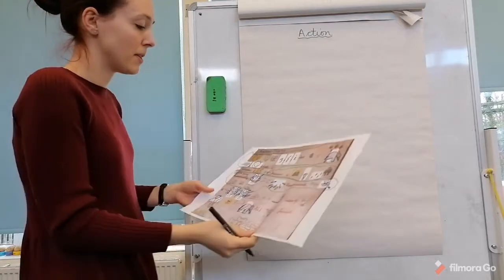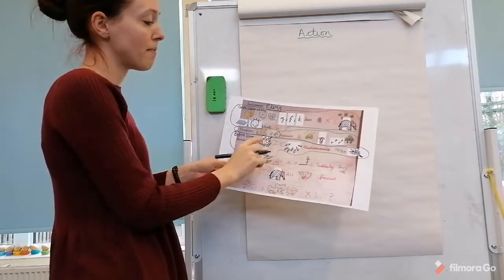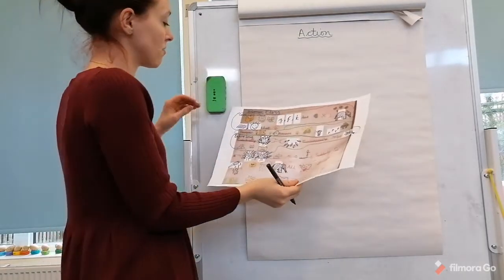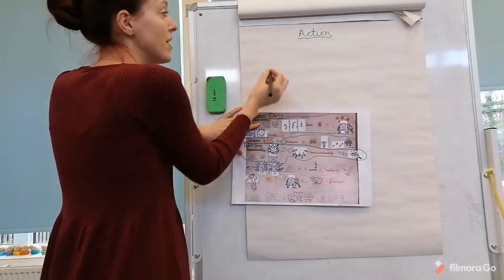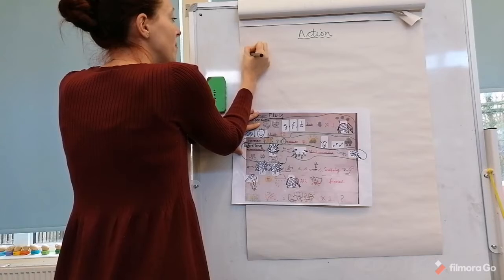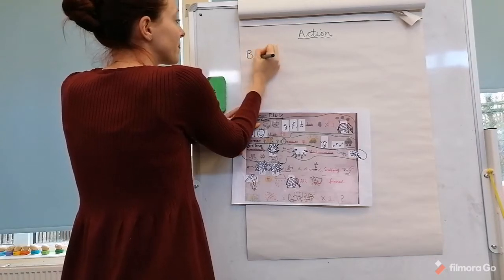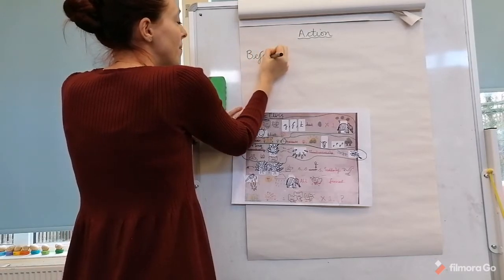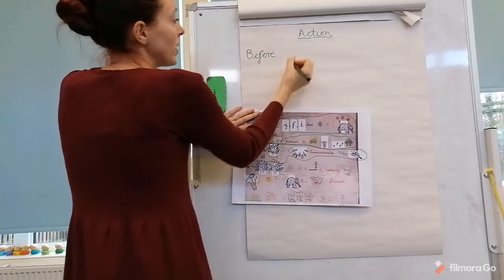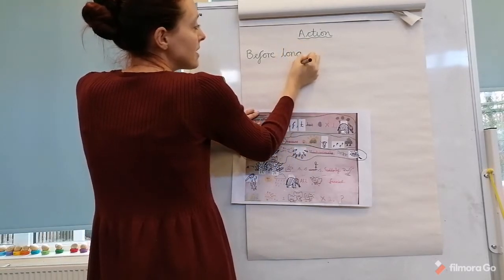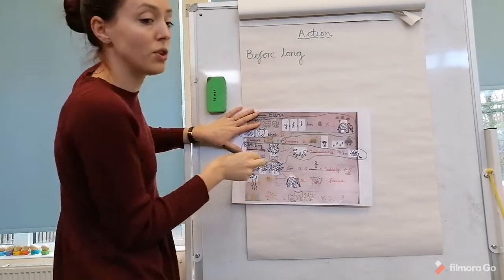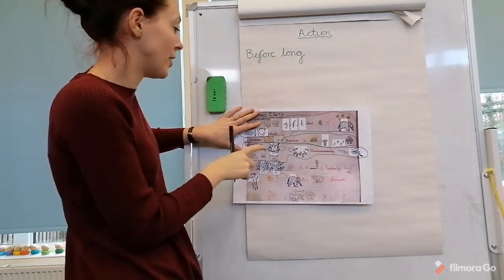Here's the action part in my story. So again, I'm going to look at my map. I haven't written this part already. I'm going to write it with you. I've changed the sentence opener here from eventually to before long. Now, remember, we always make sure that our capital letters stand out and they're nice and big. I've seen lots of you practicing that at home.